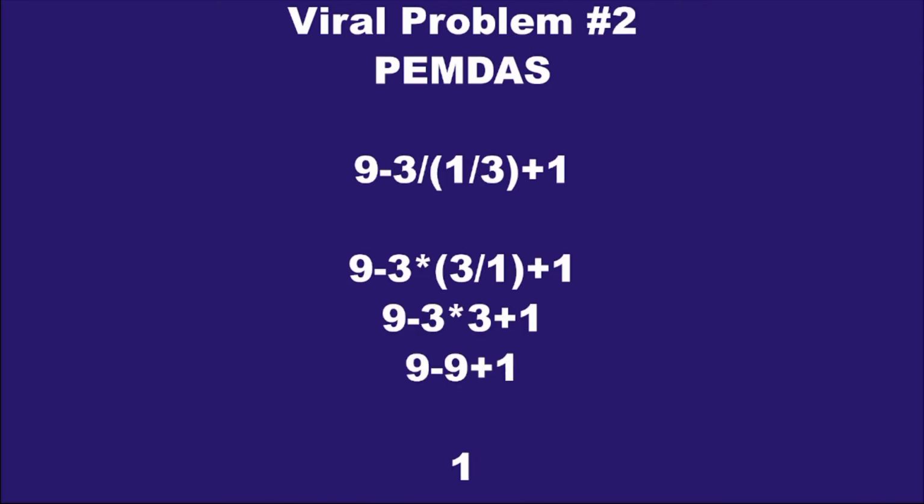Here's viral problem number 2. 9 minus 3 divided by 1/3 plus 1. So to make this easier in our eyes, we flip the 3 divided by 1/3 into 3 times 3 over 1. They're interchangeable. So with that, we use multiplication and division. And since it's inside the parentheses, it'll go first. So 3 divided by 1 will be 3.